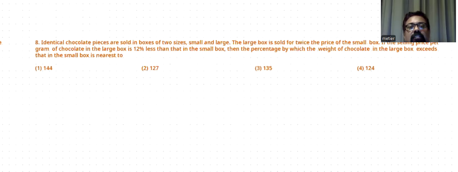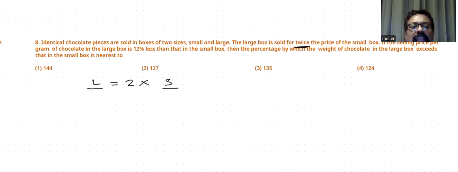Identical chocolates. Check the observation and pick up the data. First, the data says the selling price of the large box and the small box is twice. So the large box's selling price is twice the small box's. Now, the selling price per gram is given, so the data is with respect to gram.